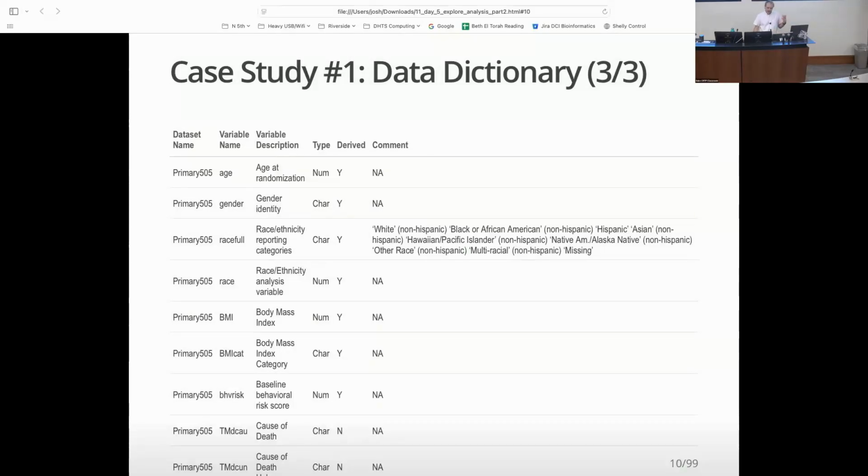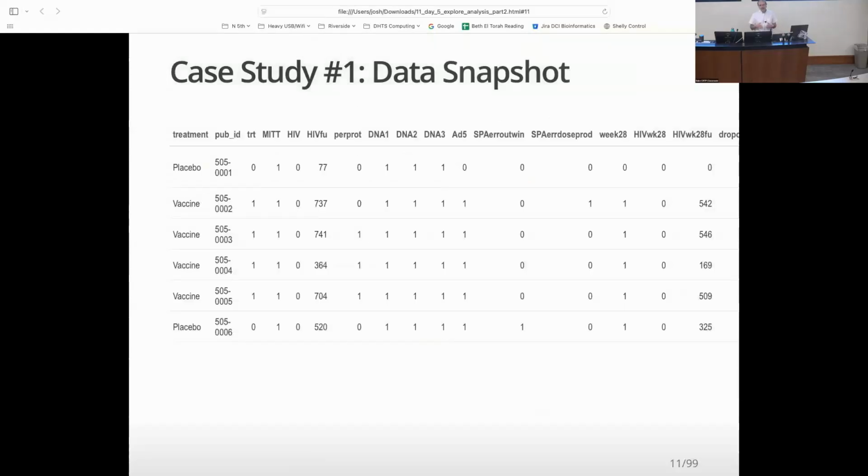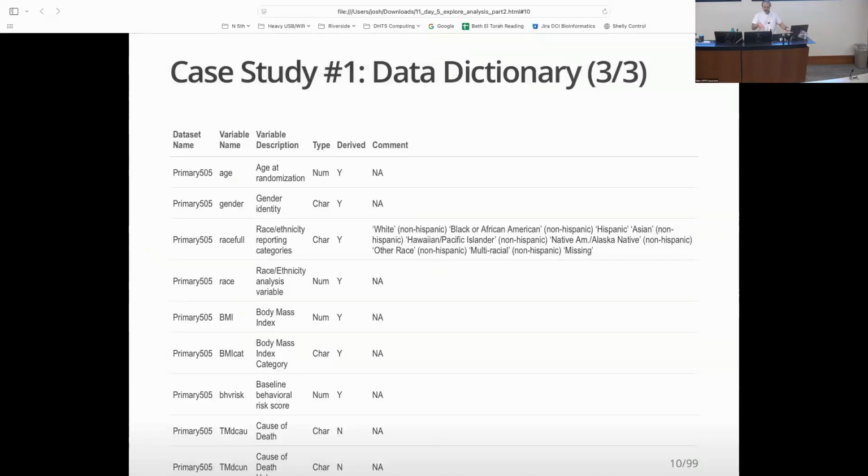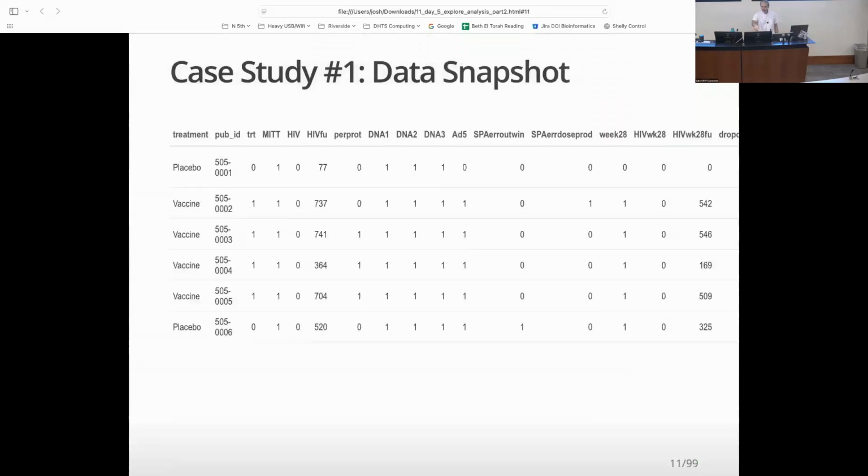Body mass index, race, gender, other things. Okay, so that's the data dictionary, and here's just a peek at the top 6 rows in the data set. And you can see that the column names don't necessarily make much sense. That's what the data dictionary is for. If you look at the second column, the variable name, that's where you get the explanation for these values.